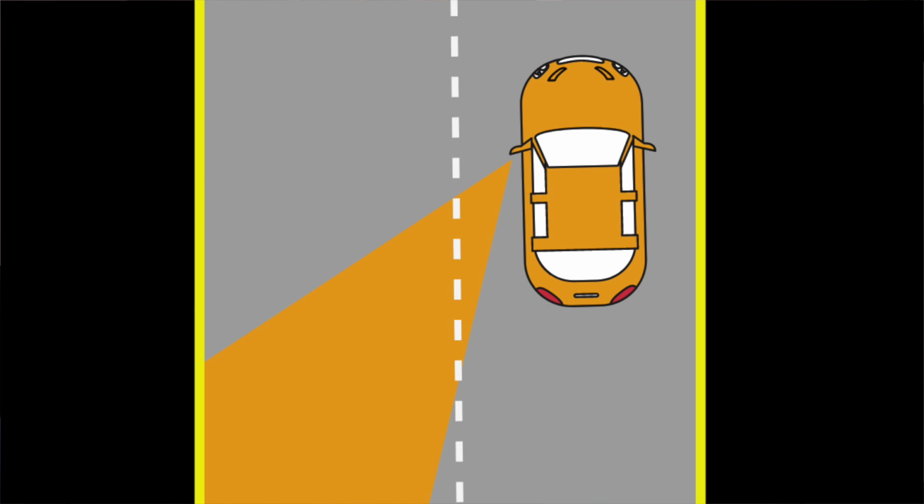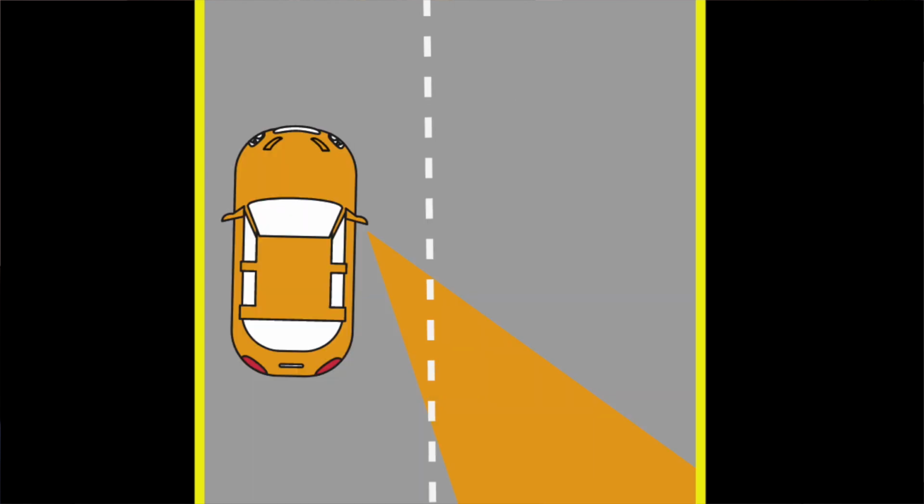So it's possible that another road user, like a cyclist for example, could be in your blind spot and they could be picking up speed as you're slowing down or going the same speed as you're changing lanes. And if you don't check your blind spot, it is possible that you could collide with another road user who is in your blind spot.